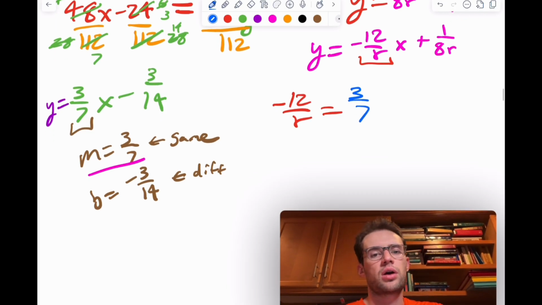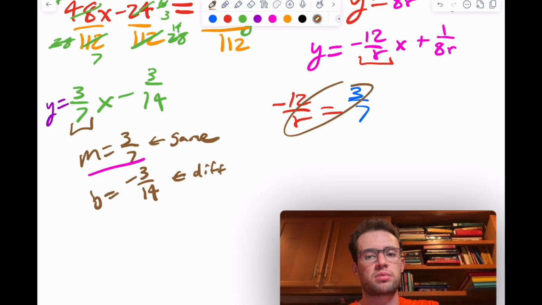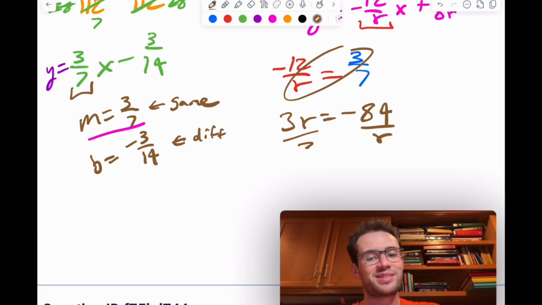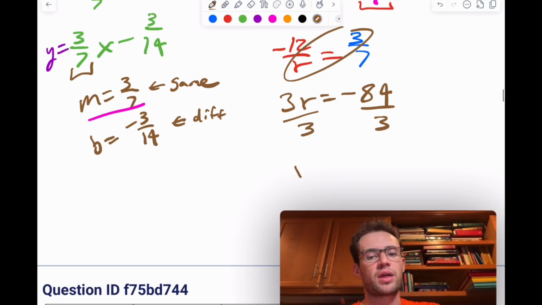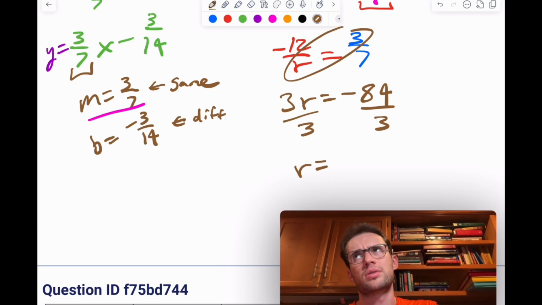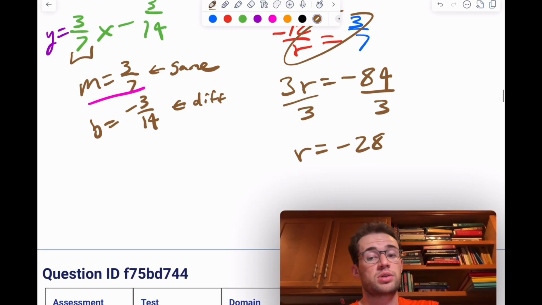So now to get r alone, we're just going to multiply both sides by r. You could also, if you want, cross multiply. That'd be 3r equals negative 12 times 7, so negative 84. Divide both sides by 3 to get the r alone, that gives you that r is equal to, what is that, 30 minus 2, so negative 28. So r equals negative 28.